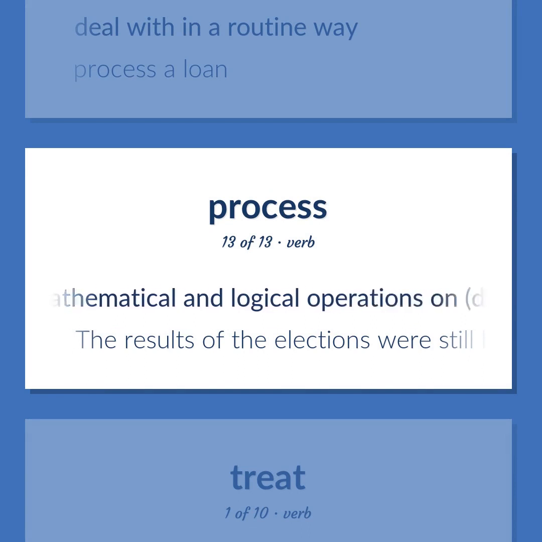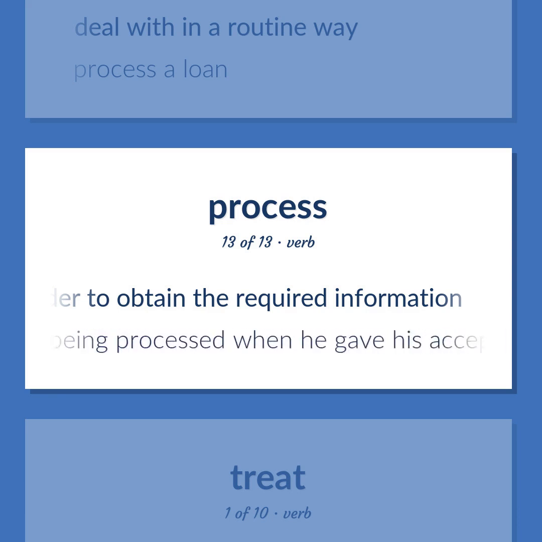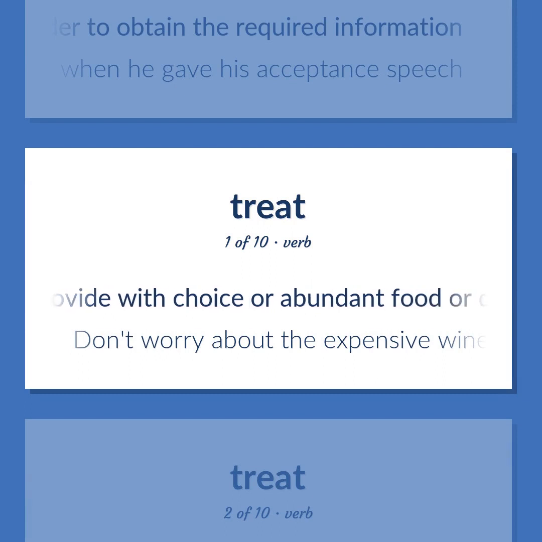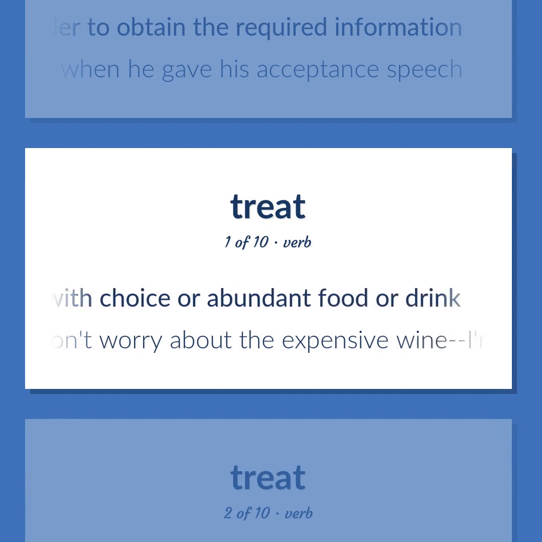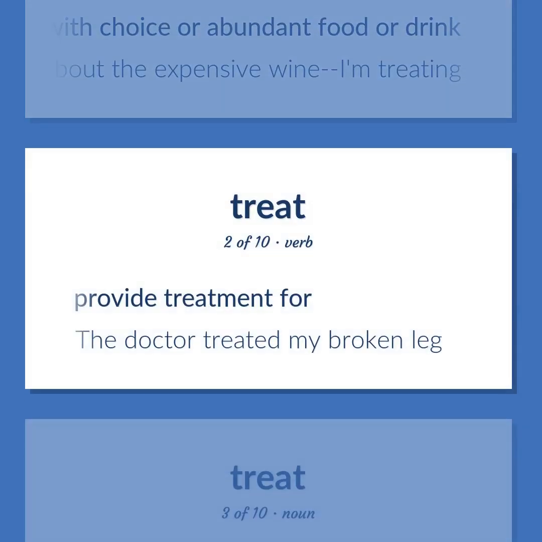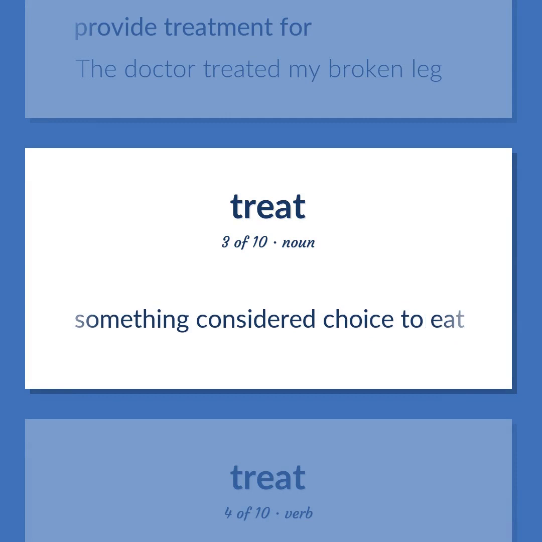Perform mathematical and logical operations on data, according to programmed instructions in order to obtain the required information. The results of the elections were still being processed when he gave his acceptance speech. Provide with choice or abundant food or drink. Don't worry about the expensive wine, I'm treating. Provide treatment for. The doctor treated my broken leg. Something considered choice to eat.